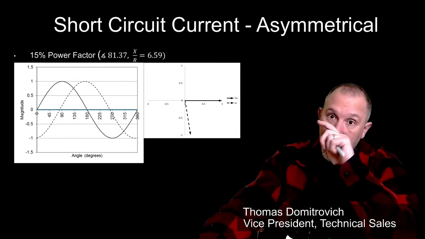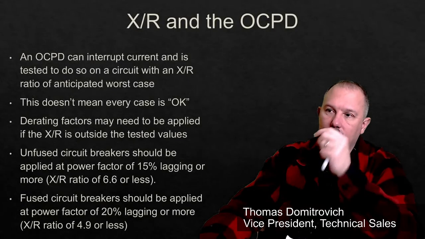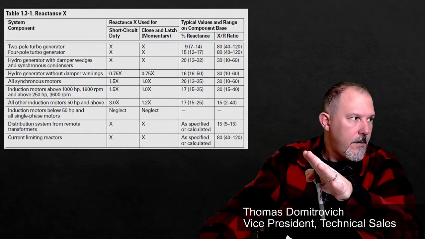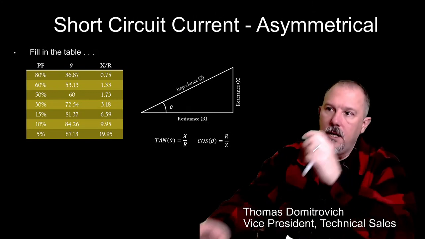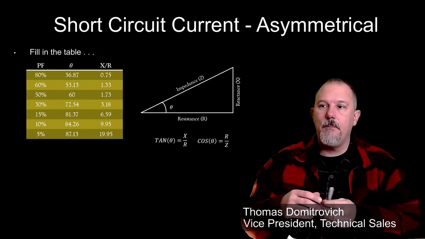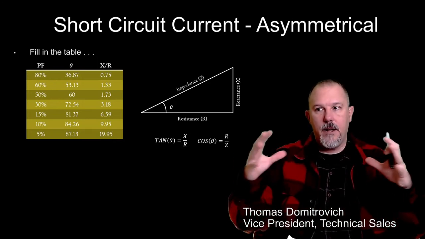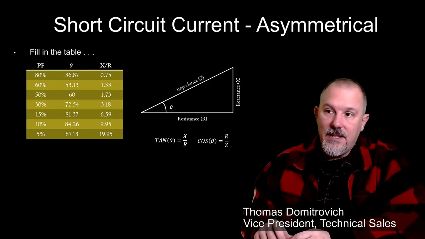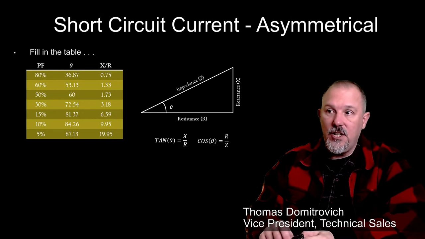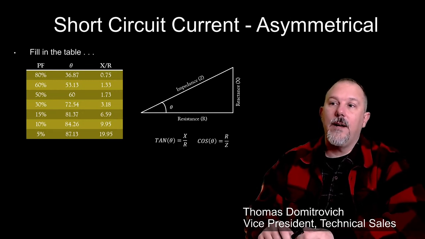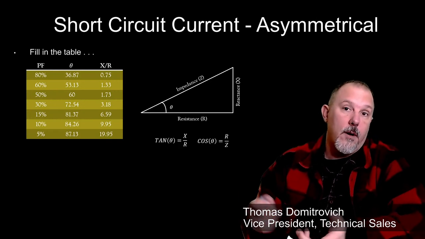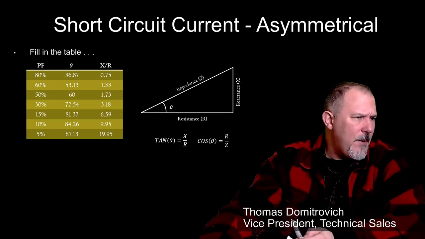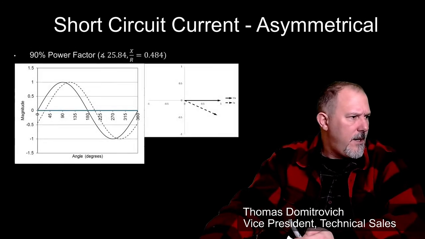So what we'll say is, as your X to R goes up, as my X to R ratio increases, my power factor is decreasing. My sine waves are moving. We test at a 6.6 X to R ratio, but if you are going greater than that, then you are getting into an area where a breaker or fuse is not tested for, or you have to derate. And we have derating factors based upon that.